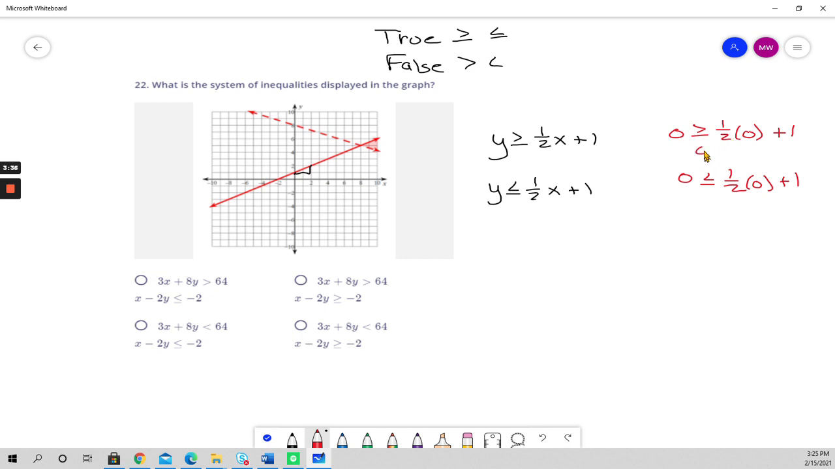So this one is 0 greater than or equal to 1? No. Is 0 less than or equal to 1? Yes. And remember, I'm looking for a true statement. So that means this is one of my equations that I need. So I'm going to write that up here where I have more space. So y is less than or equal to 1/2 x plus 1.